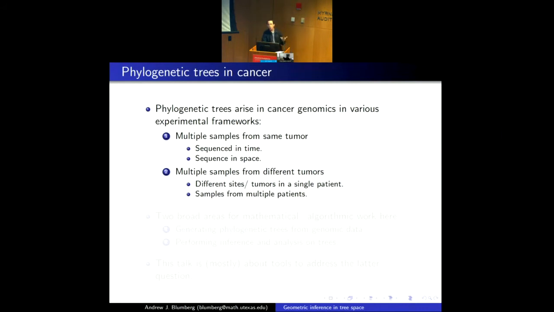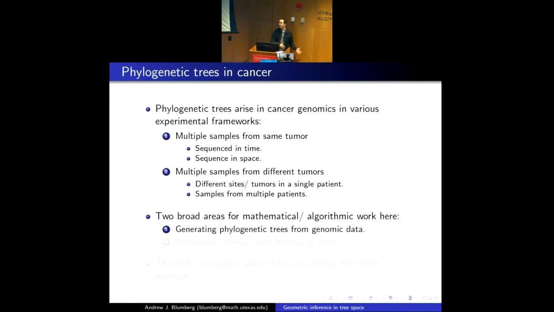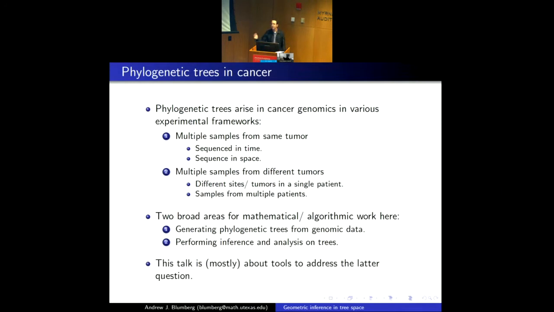And there's two classes of mathematical problem, broadly speaking, that come up here. One of them is trying to produce the trees in the first place, which is a well-studied and classical problem. And another one is trying to perform inference and analysis once you have the trees. And mostly what I want to do is tell you about tools for the second kind of problem. So I'm going to assume that the trees are produced as given and think about what you can do with that kind of information.